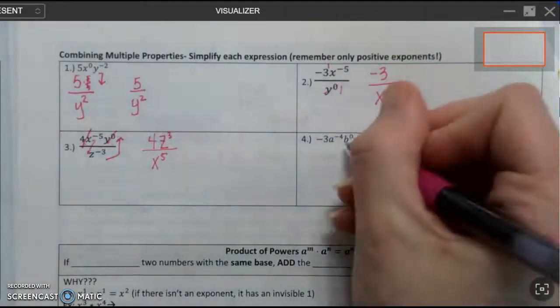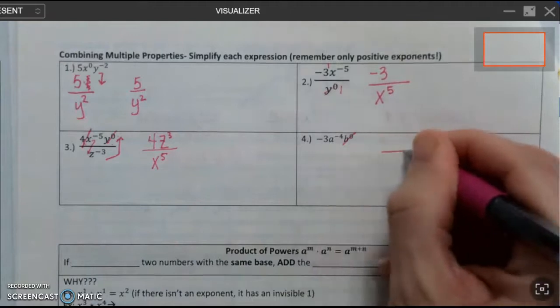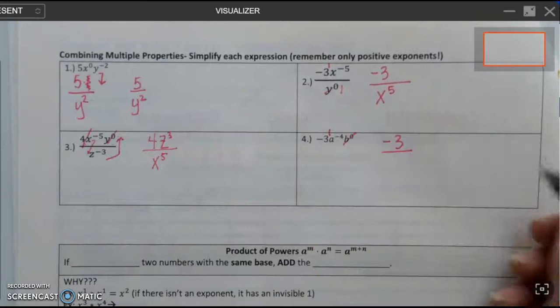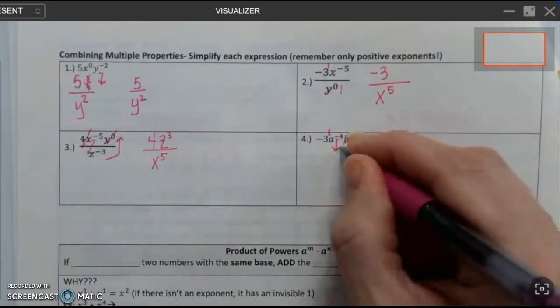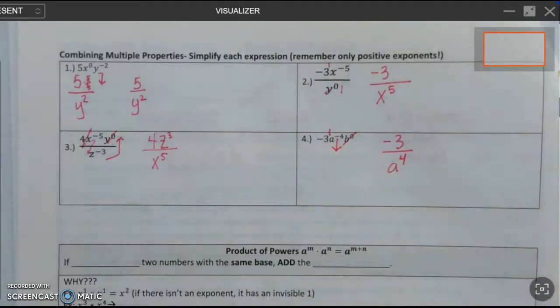So over here, maybe this b to the 0, we just cross it out. It's 1 times the negative 3 at the front. That negative 3 is going to stay up on the top because its exponent is still a positive 1. But my a to the negative 4 will come down to the bottom. Okay, so that's some practice with both positive and negative exponents together.